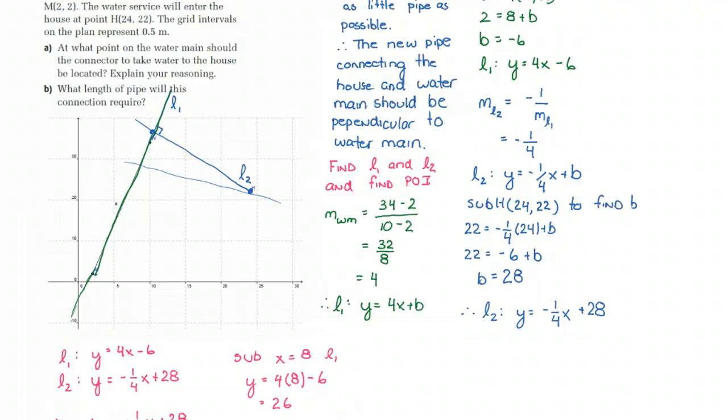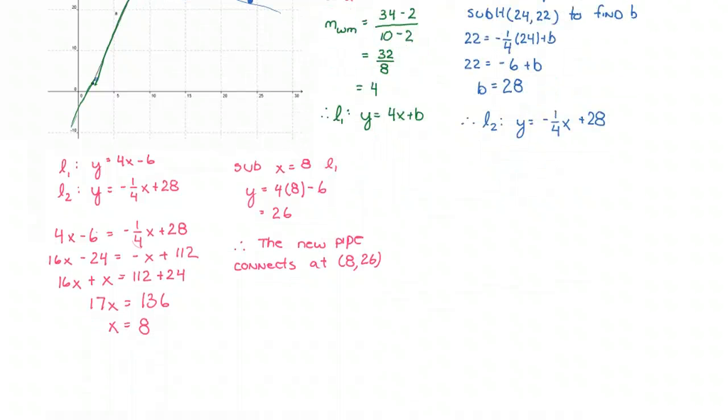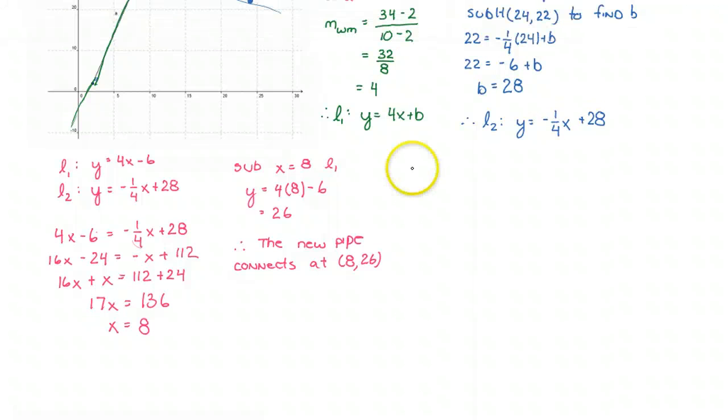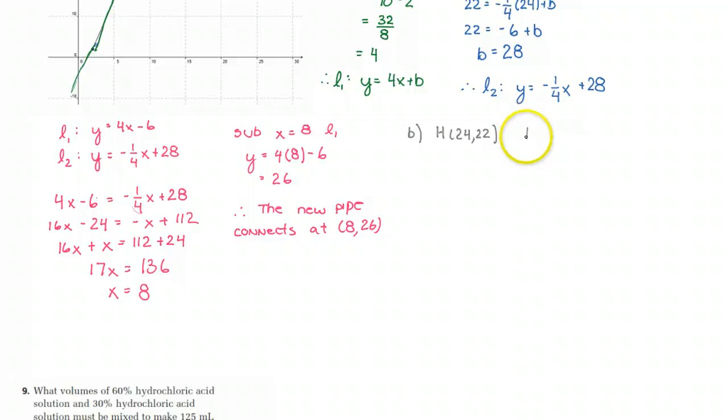So part B is, what is the length of the pipe of connection that will be required? So this turns into a pretty straightforward distance of a line segment problem now. So let's do B over here. So the house is located at 24, 22. And the pipe connection point, did they give that a letter? No, let's call it P. The pipe connection point is 8, 26.